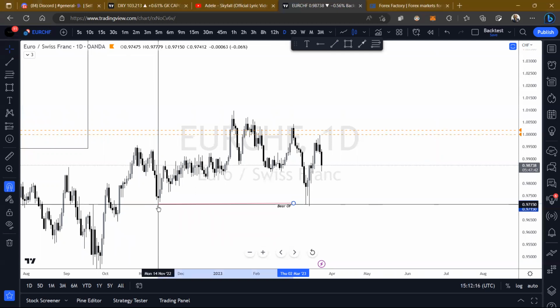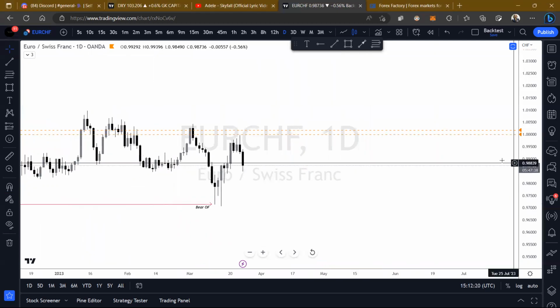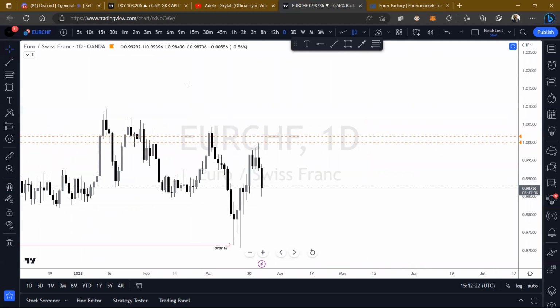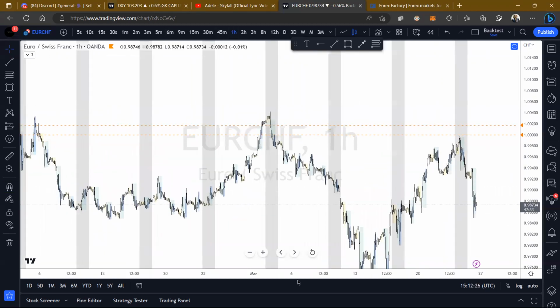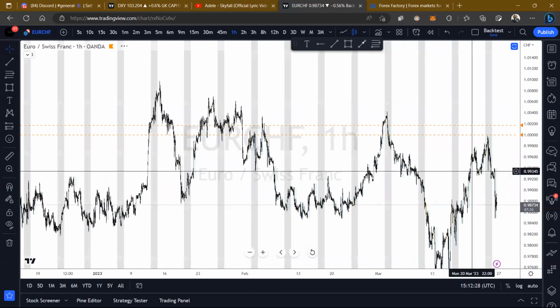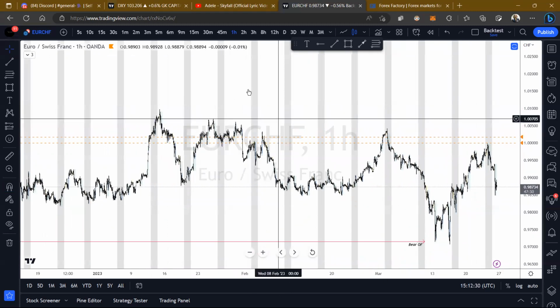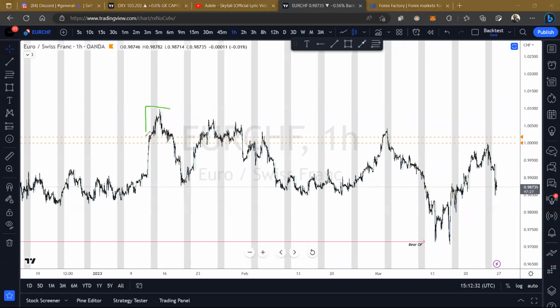Let me just, there you go. So we actually do break it, right? So yeah, so this is that. Now when we do come down into an intraday time frame, we can see the sellers working in. So we can see the distro, they come down.